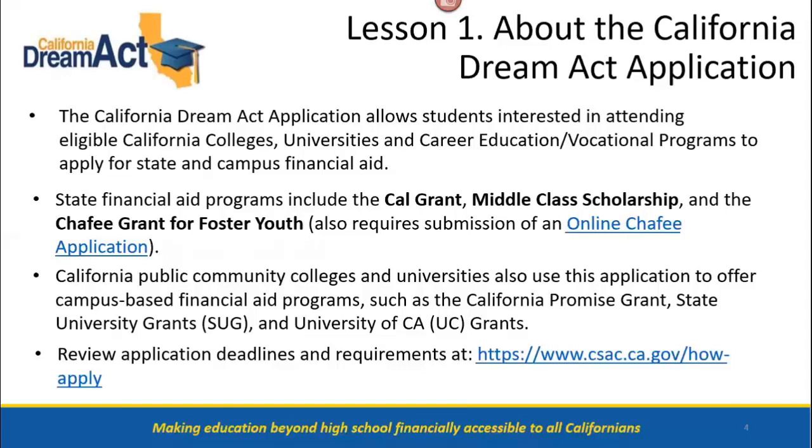In addition to applying for state financial aid, California public community colleges and universities also use this application to offer campus-based financial aid programs. For example, the California Promise Grant offered at California community colleges, as well as State University Grants, also called SUG, offered at the CSUs, and University of California or UC grants. Please be mindful of application deadlines. You can review application deadlines and requirements on the California Student Aid Commission website listed on the screen.